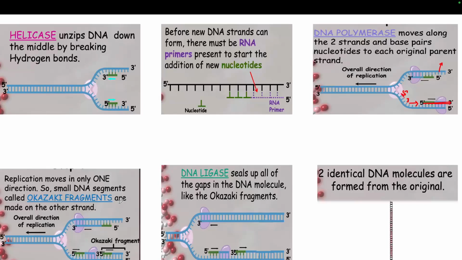And overall the direction of the replication is maintained, which is the 5' to 3' direction. Here also 5' to 3' direction, 5' to 3' direction. So this direction will be maintained. But the thing is you have to synthesize this lagging strand in patches. You can't go in one straight way.